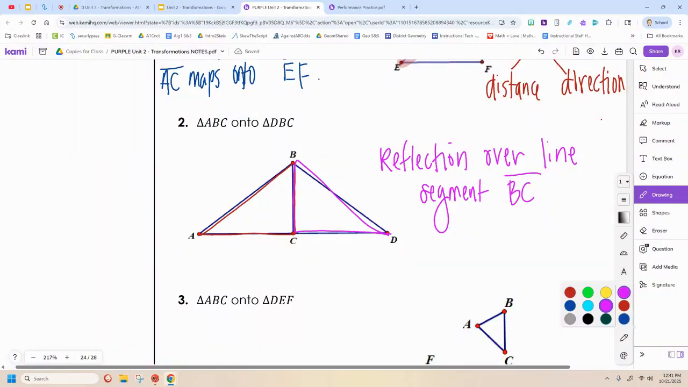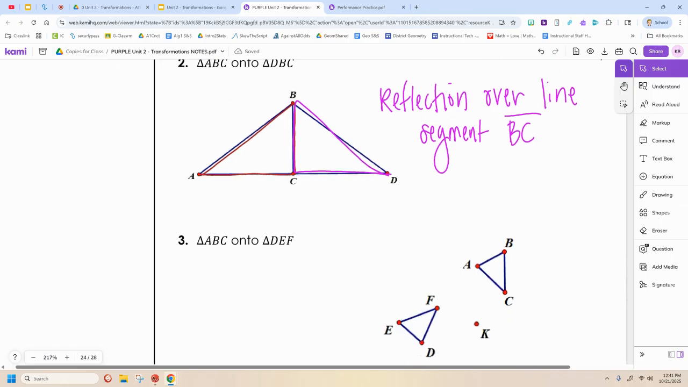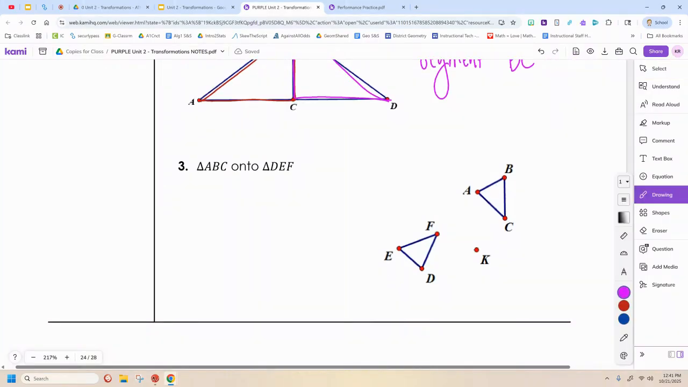Okay, let's try another one. So now, number 3. How do I map ABC onto DEF? So, is it a translation? Are corresponding sides parallel? Yes. Okay, focus. Oh no. Is AB parallel to DE? Right? Those are corresponding sides? Not parallel. Okay, so then what transformation is it? Is it reflection or rotation? It's rotation. Okay, very good.